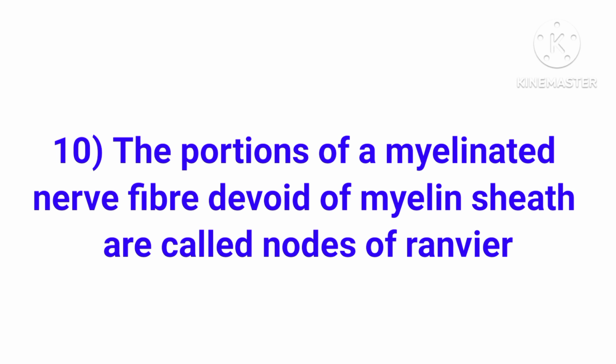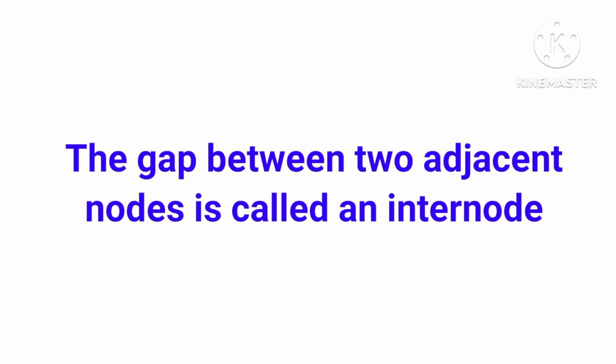The portions of a which nerve fiber? Myelinated nerve fiber devoid of which sheath? Myelin sheath are called what? Nodes of Ranvier. The gap between how many adjacent nodes? Two adjacent nodes is called an what? Internode.